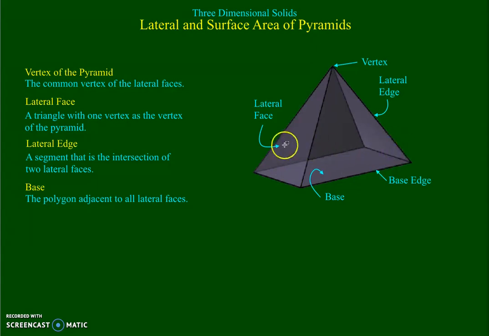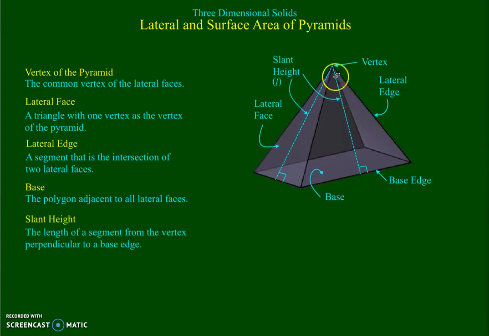Now the next piece we're going to talk about is critical, especially for a rectangular pyramid like this, and that is something called the slant height. Now the slant height is a segment from the vertex perpendicular to a base edge along one of the lateral faces. So this is a slant height, this is a slant height.